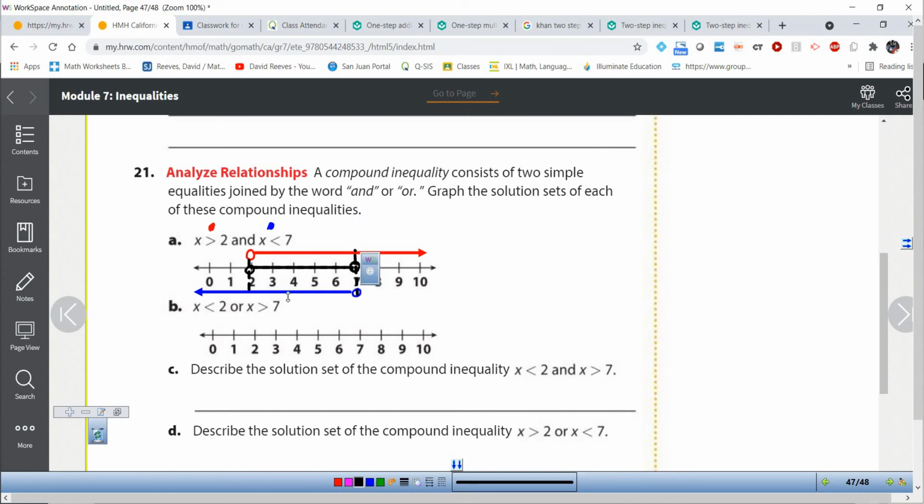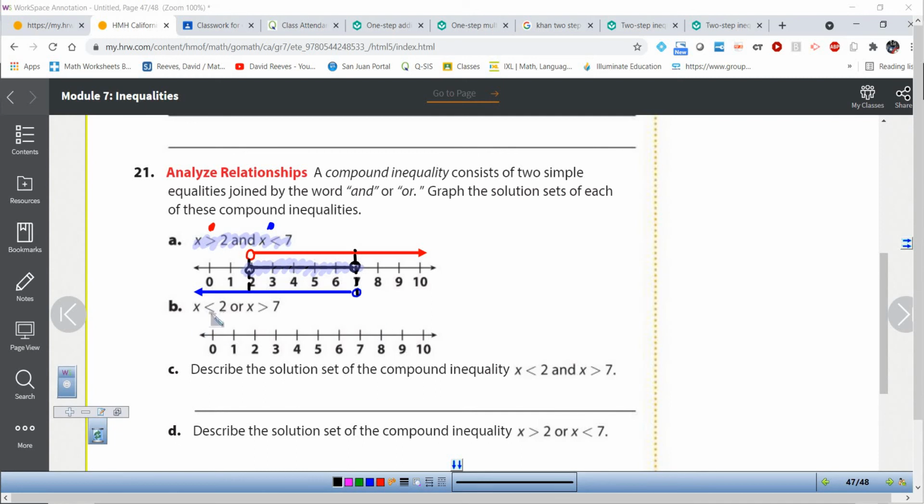Everything between 2 and 7. So the answer to this compound inequality is the black part right there. Let me go ahead and highlight it. So this right here is the actual solution to that inequality. All right, one more and then we are done because I know you're ready to be done.